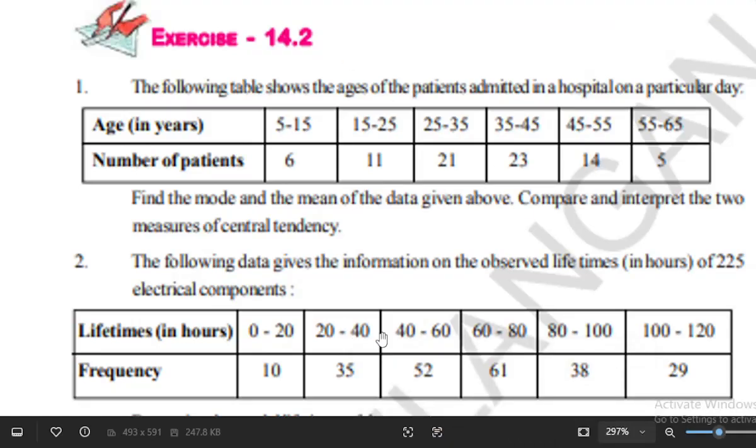Welcome back to statistics chapter. Here we have 15.2, first problem.